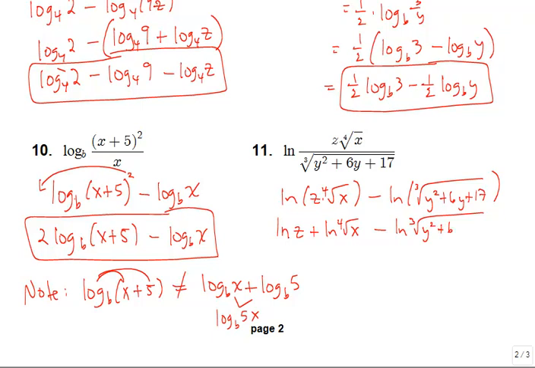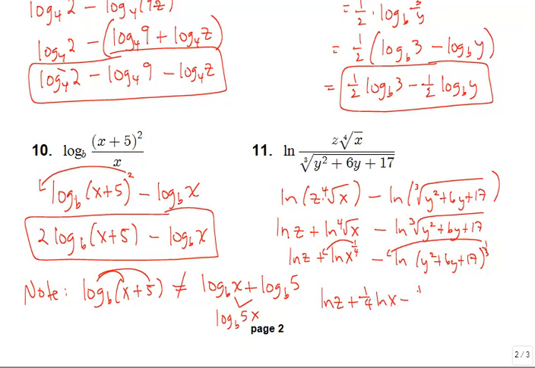And then finally, now that we have all the pieces sort of separated from each other, now I can deal with these roots that I have. I don't have any power on that z, so I'm just going to leave that one the way it is. But this 4th root of x could be thought of as an x to the 1/4. And this cube root can be thought of all this stuff raised to the 1/3. So then I can bring those 1/3 and those 1/4 down out front. So my final answer becomes ln of z plus 1/4 ln of x minus 1/3 ln of this entire quadratic.